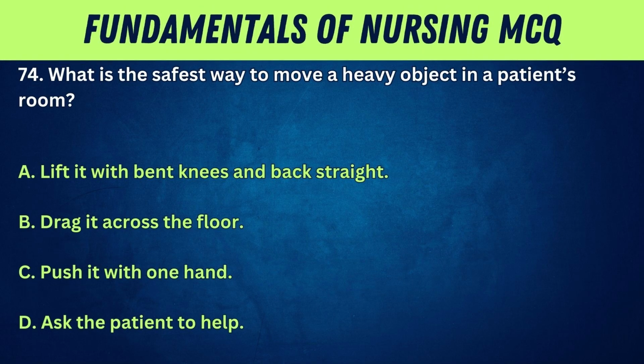74. What is the safest way to move a heavy object in a patient's room? A. Lift it with bent knees and back straight. B. Drag it across the floor. C. Push it with one hand. D. Ask the patient to help.